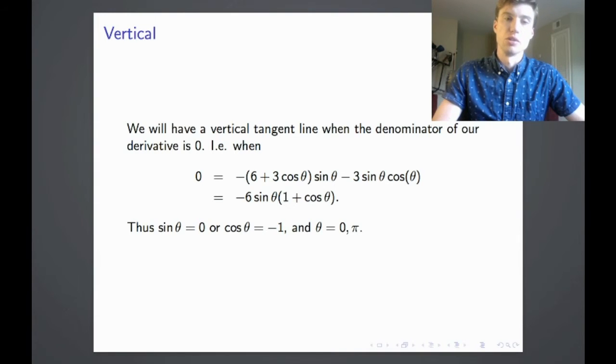For the vertical tangent lines, this will happen when the denominator of our rational function is equal to 0, i.e. when 0 is equal to negative 6 plus 3 cosine theta times sine theta minus 3 sine theta cosine theta. This simplifies to negative 6 sine theta times 1 plus cosine theta. So this equation will have solutions when sine theta is equal to 0 or when 1 plus cosine theta is equal to 0. In other words, when theta is equal to 0 or equal to pi.